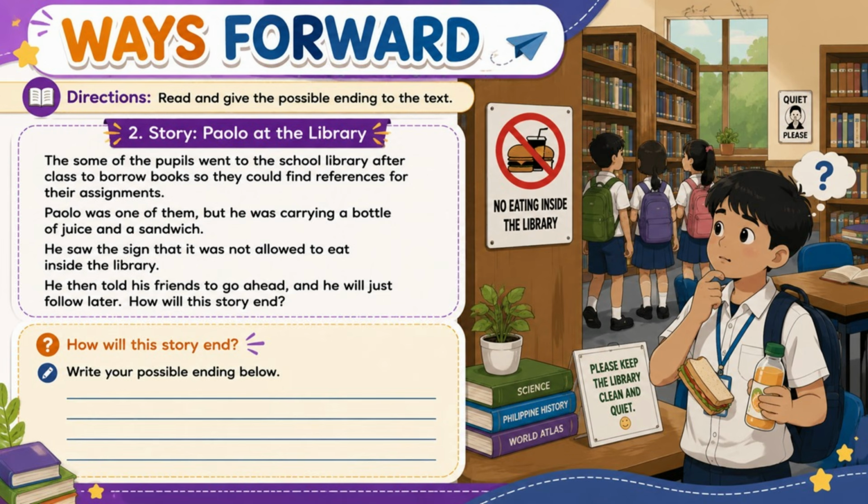Story 2. Paolo at the Library. Some of the pupils went to the school library after class to borrow books so they could find references for their assignments. Paolo was one of them, but he was carrying a bottle of juice and a sandwich. He saw the sign that it was not allowed to eat inside the library. He then told his friends to go ahead, and he will just follow later. How will the story end?